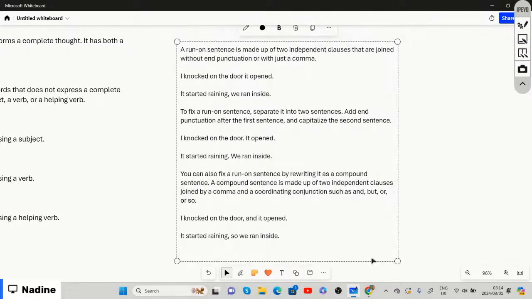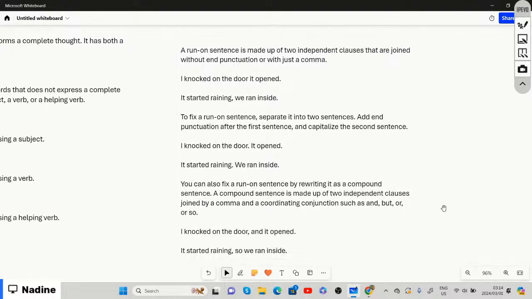Then we have run-on words, right? So we said that we have our chapters. Our chapter is sentences, fragments, which we went over, as well as run-on words. So we're now going to find out what run-on words are. And a run-on word, right, or a run-on sentence.